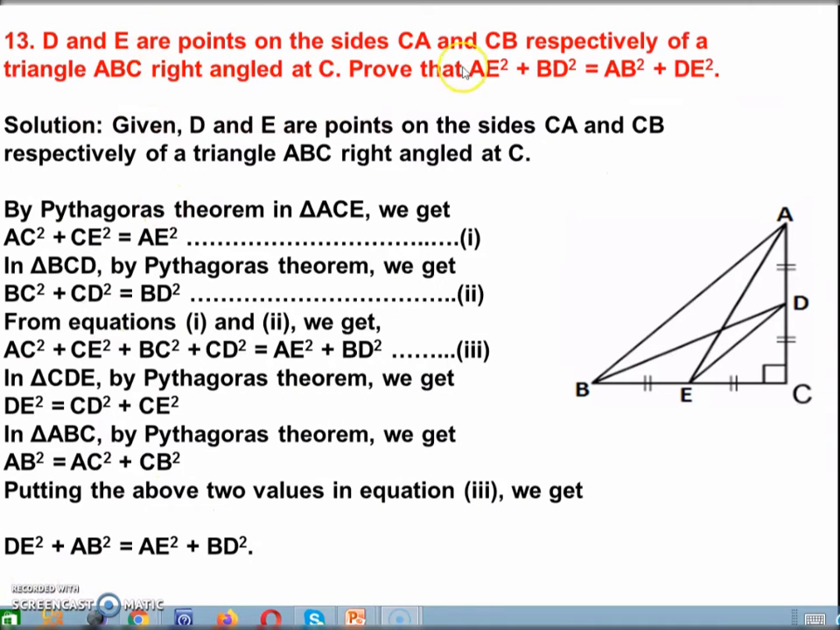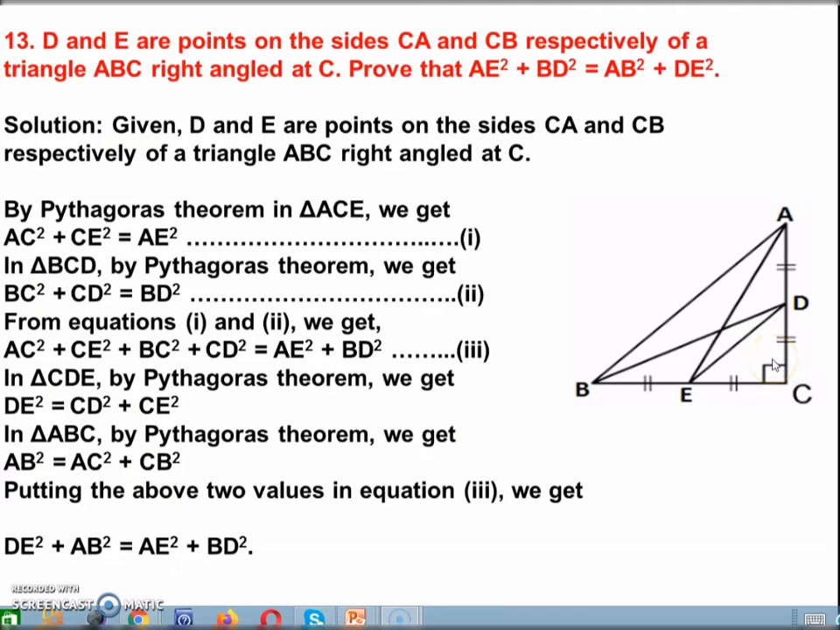D and E are the points on sides CA and CB respectively of a triangle ABC right angled at C. Prove that AE square plus BD square is equal to AB square plus DE square. Now D and E are the points on these sides. So this is how the figure will be given to you.